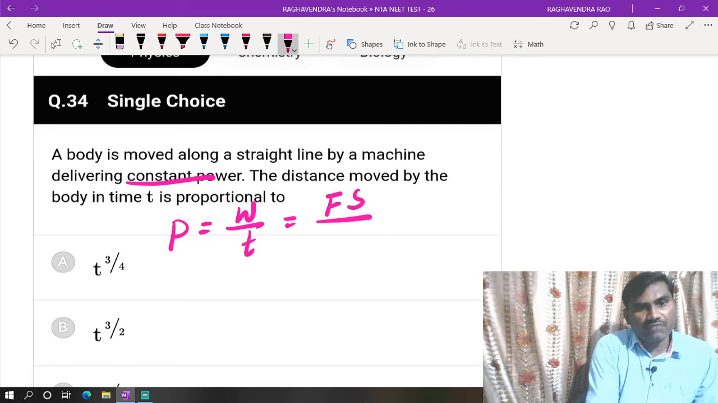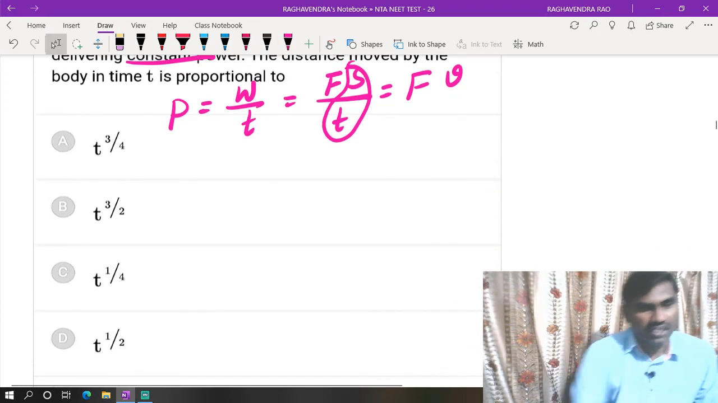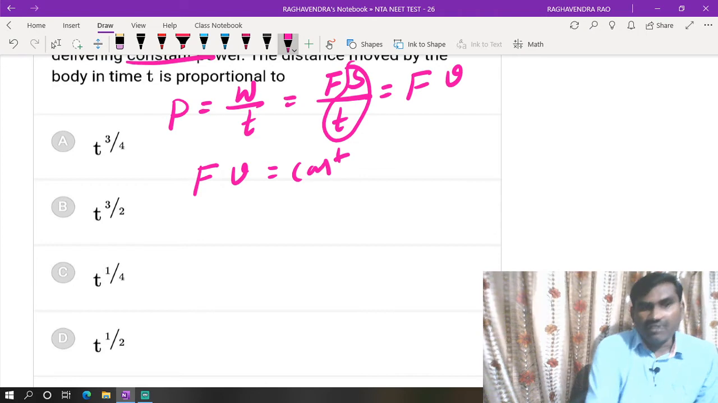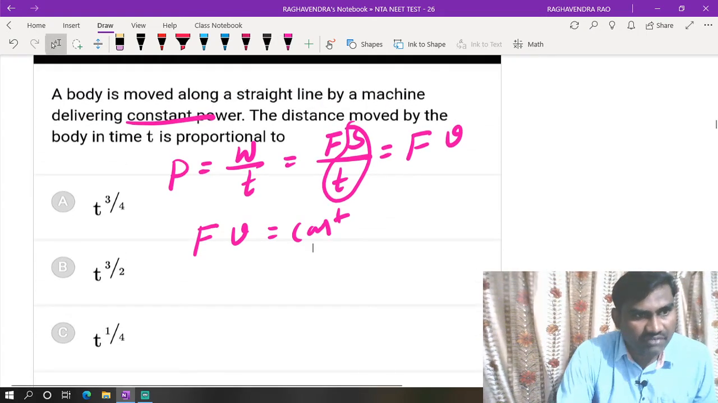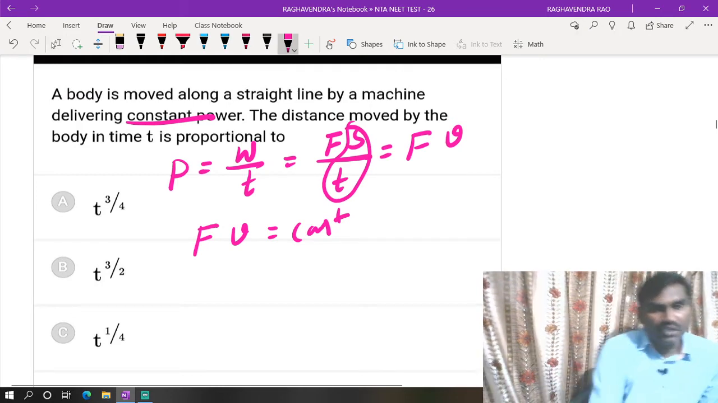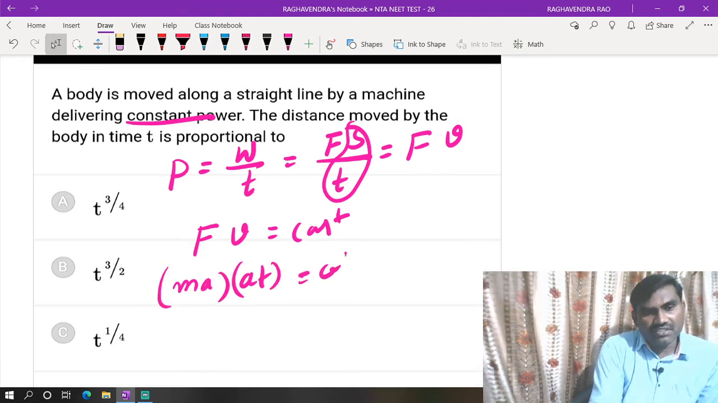Work done is nothing but force into displacement, divided by time. Displacement by time we can take as velocity. So power is force into velocity. As they're saying power is constant, we can say F into V is equal to constant. The body started from rest, moving along a straight line with constant power. Now we can take F is equal to ma. We can write velocity is equal to a into t, so m a into a t is equal to constant.